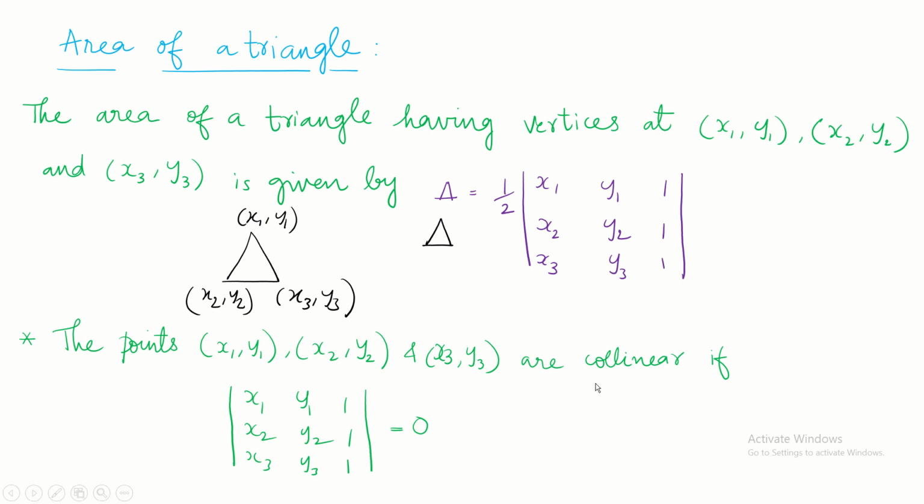Similarly, you may have to prove that these points are collinear. To find whether these points are collinear, this area of the triangle should be 0. This half is multiplied, so when it comes to the right side, it will be divided, and 0 divided by it will still be 0. So here you have the formula: determinant of x1, y1, 1, x2, y2, 1, x3, y3, 1 is equal to 0. So this is your collinearity condition. Okay.